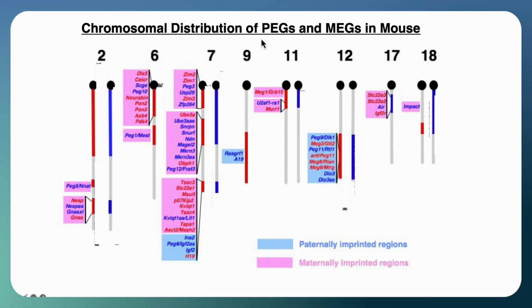Chromosomal distribution of PEGs and MEGs. Paternally expressed genes and maternally expressed genes form clusters, concentrated in specific parts of certain chromosomes. This allows for efficient application of epigenetic control mechanisms, such as DNA methylation and histone modification.